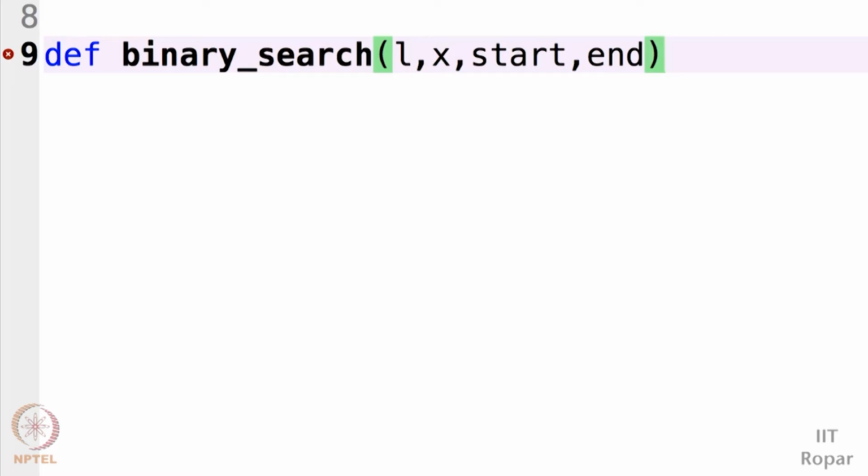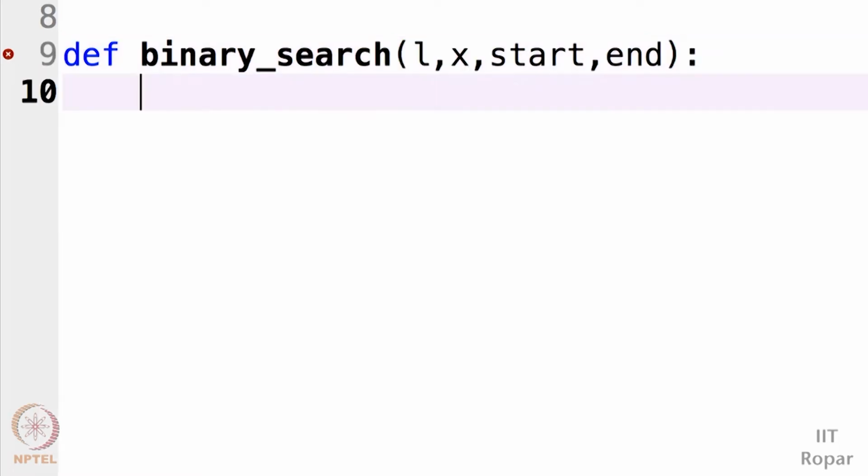So these are the things you need to do binary search. You need a list, you need the element X which you want to search, and you need a start and end index of the list where you want to search. That is, you won't search the entire list all the time. You will search parts of the list by discarding the unnecessary half. This is how binary search works, right? So we needed these 4 parameters.